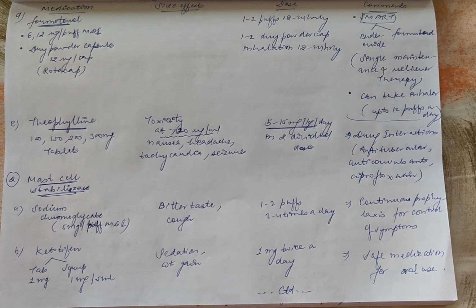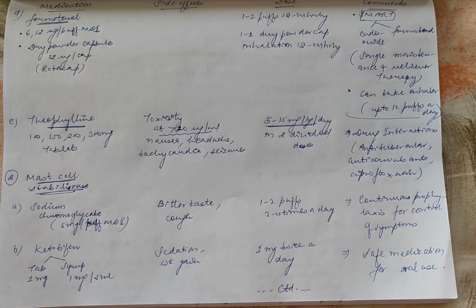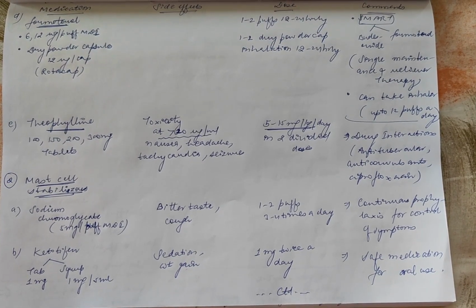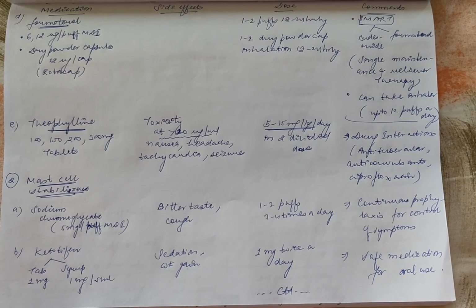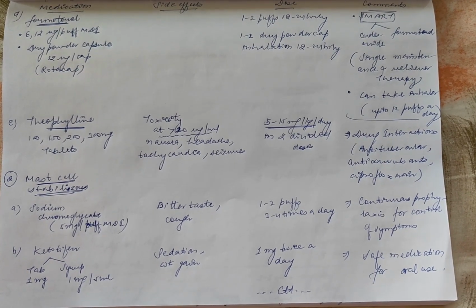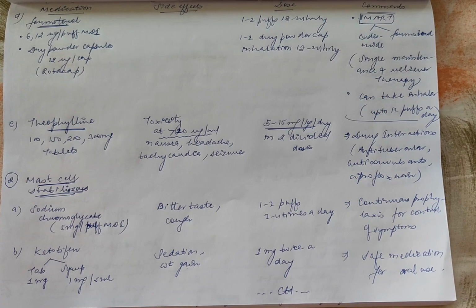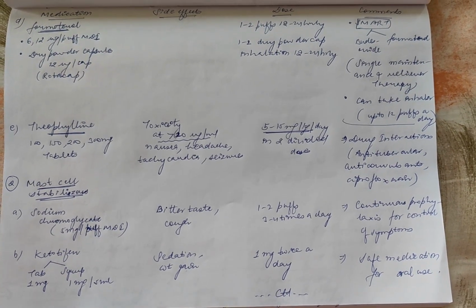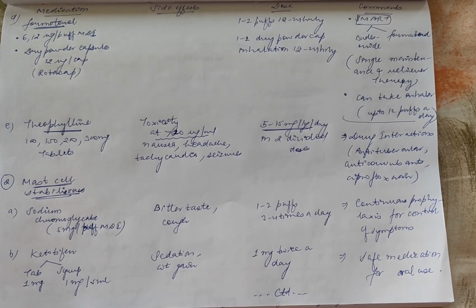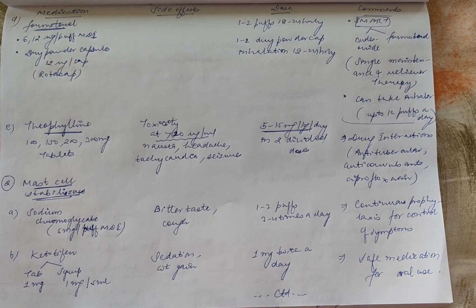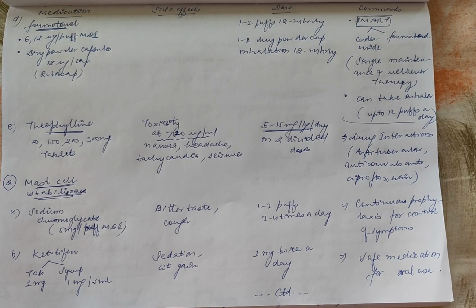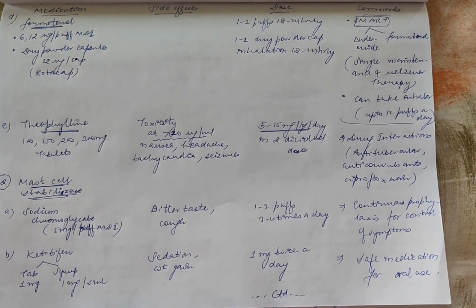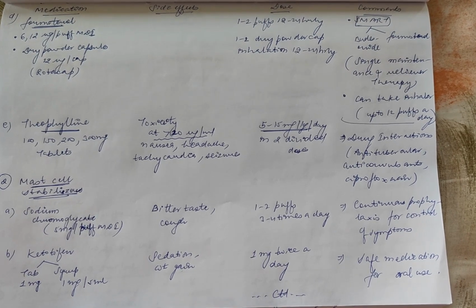Next drug is theophylline. It is available in the concentration of 100, 150, 200 or 300 milligram tablets. Toxicity occurs at levels of more than 20 microgram per ml, and also causes nausea, headache, tachycardia and seizures. It is to be given at a dose of 5 to 15 milligram per kg per day in 2 divided doses, and theophylline causes drug interactions with antitubercular drugs, anticonvulsants and ciprofloxacin.